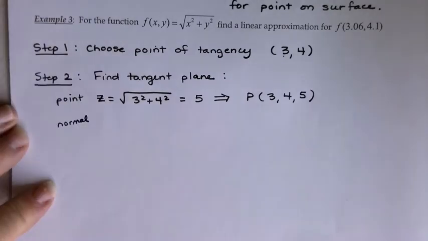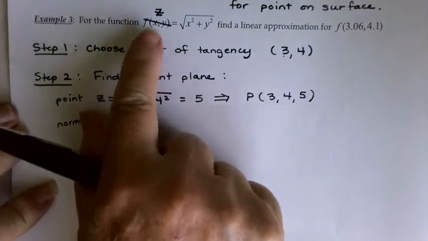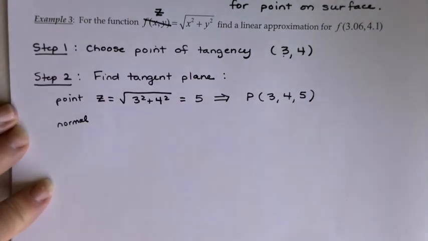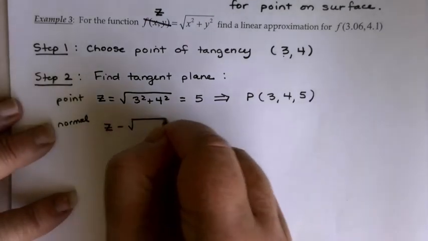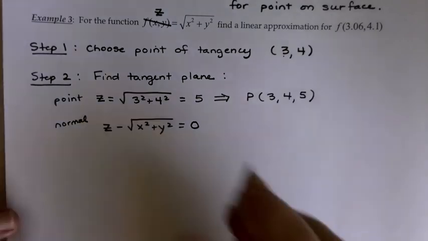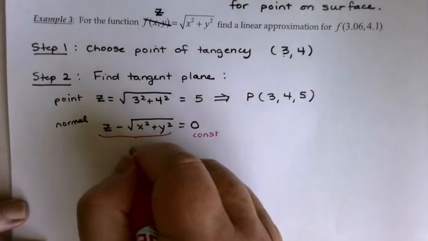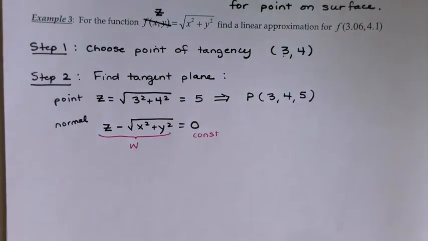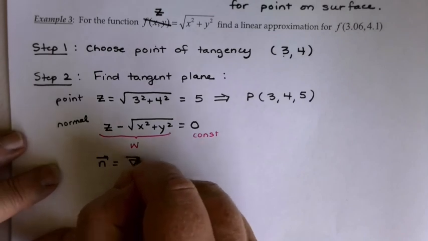The normal vector? Well, let's see again. I'm thinking of this as z, and I know I need to get that equal to a constant before I can do a gradient to get my normal vector. So let's just go ahead and do z minus the square root of x squared plus y squared equals 0. Now that it's equal to a constant, it's okay to call this w. And my normal vector is just going to be the gradient of w.